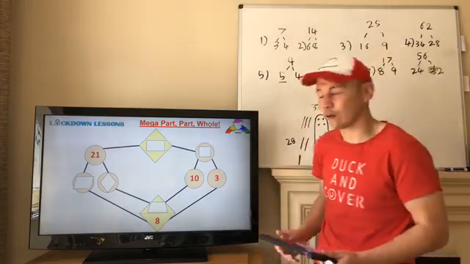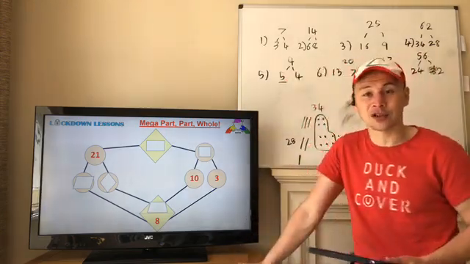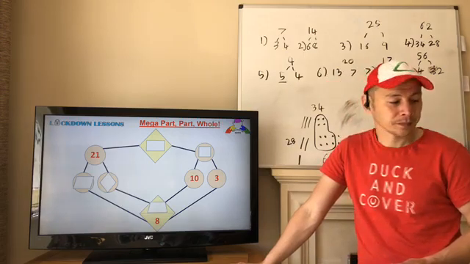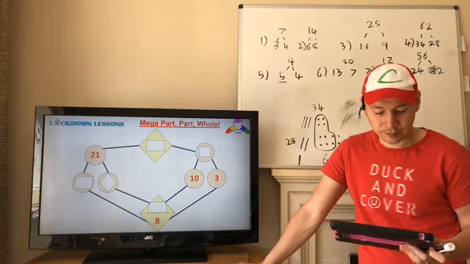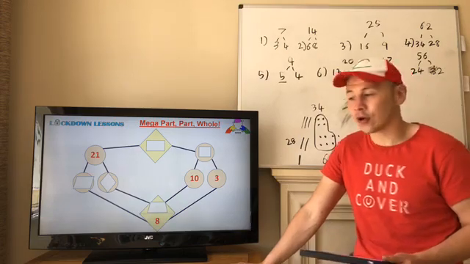This is tough, this one. This is a tough question, and I know a lot of parents are getting stuck on this as well. It's about finding the right order to do things in.